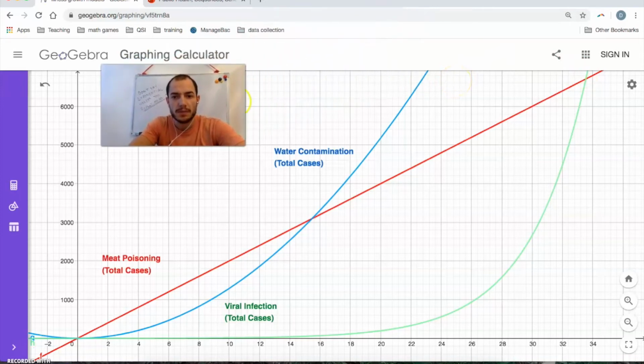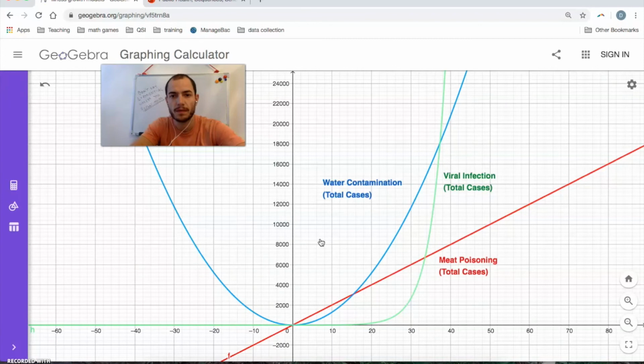Okay, let's keep zooming out and see what happens. Eventually we can see that the green curve, which is the viral infection, actually does overtake the blue curve, the water contamination. And if we trace this down to the x-axis, we find that it's actually not that long after the month at which all of this started. Looks like it's about 35 days, 37 days or so.